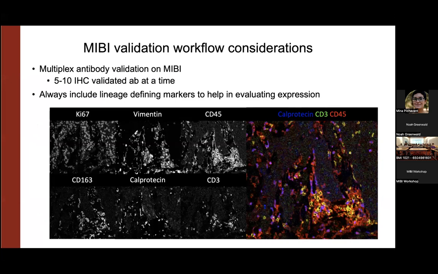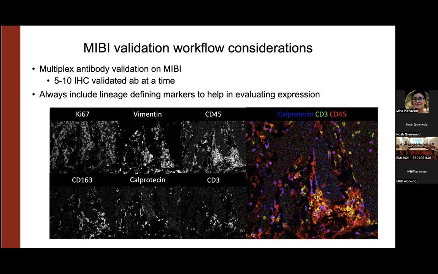Now, before I get into the titration, some of the workflow considerations or tips: at this stage, you're able to multiplex your antibodies because you're doing MIBI. So it's always a good idea to have about 5 to 10 IHC validated antibodies that you can validate on MIBI simultaneously. The next is that you should always include lineage-defining markers in this validation.